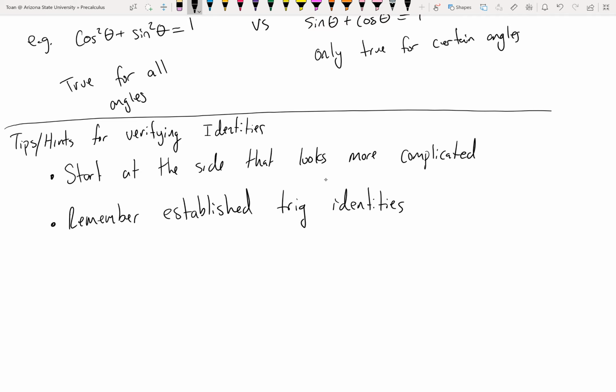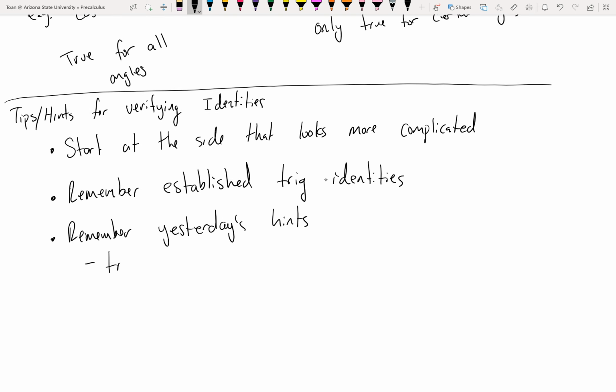Start on the side that looks more complicated. Remember your established trig identities. And I guess I should write it down: remember yesterday's hints. If you see a trig squared or trig squared plus or minus 1, think Pythagorean.